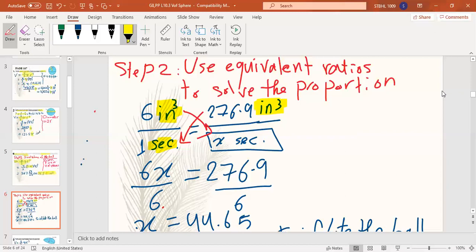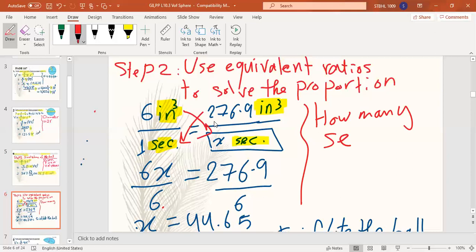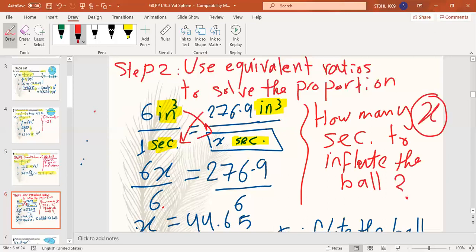And down 1 second, 6 cubic inches per 1 second. So in the denominator also second. And this is the question. This is what is required to find. We need to find how many seconds to inflate the ball. This is the question, and what does X mean? Number of seconds which needed to inflate the ball.